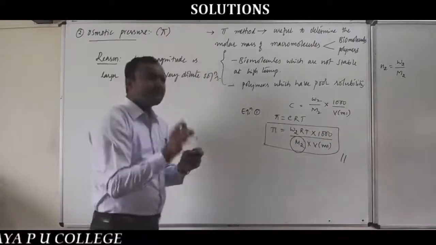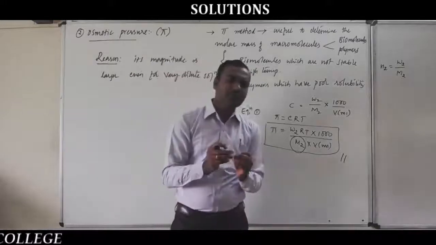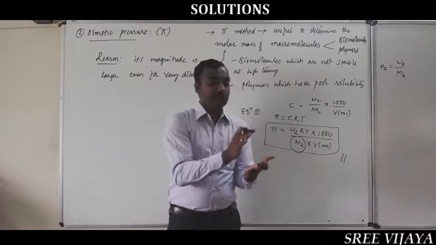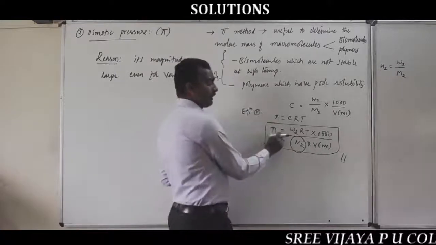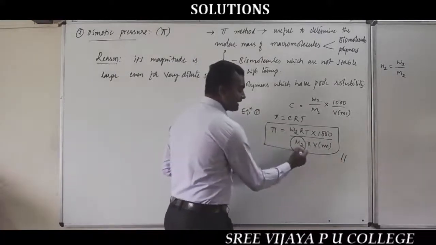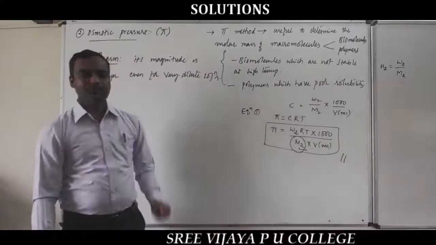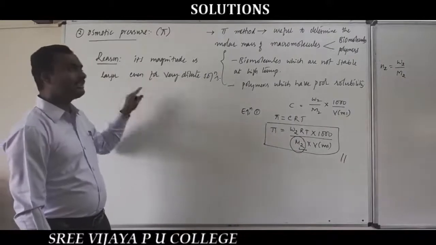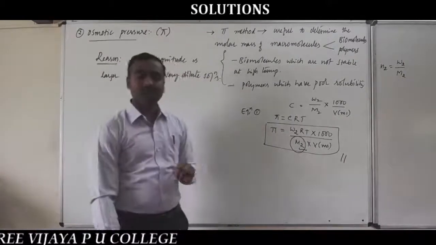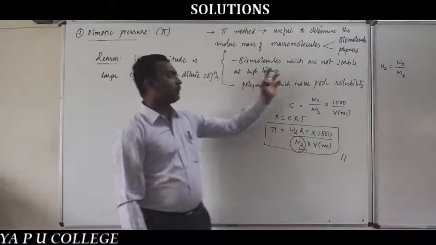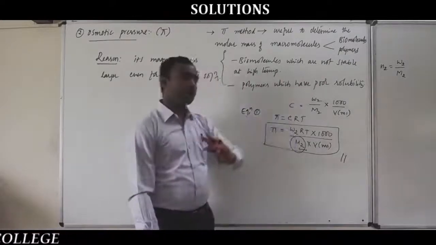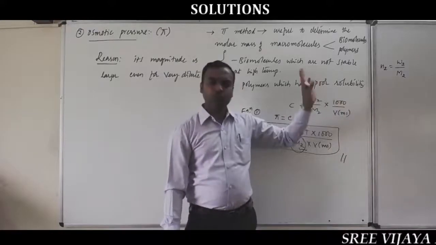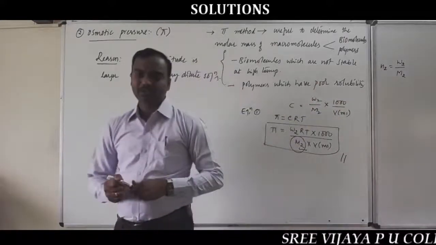Even for a very dilute solution, where the solute is very little, we can find out the osmotic pressure, and by using the osmotic pressure value, W2, R, T and V, we can easily calculate the molar mass. Therefore, even for a very dilute solution its magnitude is very large, hence it is very useful to find out the molar mass of biomolecules which are not stable at high temperature, and also of polymers which have poor solubility.